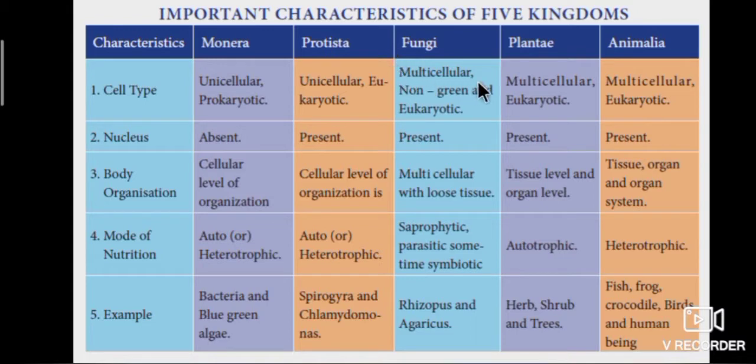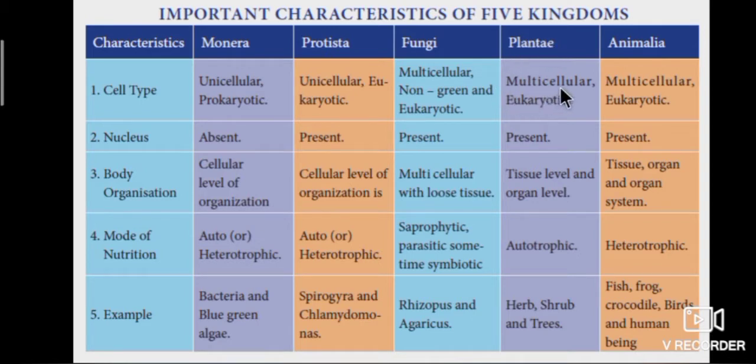Third one, fungi. Fungi is multicellular, non-green and eukaryotic. Here nucleus is present. Here body organization is multicellular with loose tissue. Mode of nutrition is saprophytic, parasitic, sometimes symbiotic. Example, Rhizopus and Agaricus.